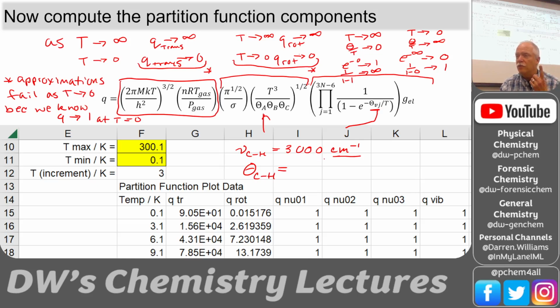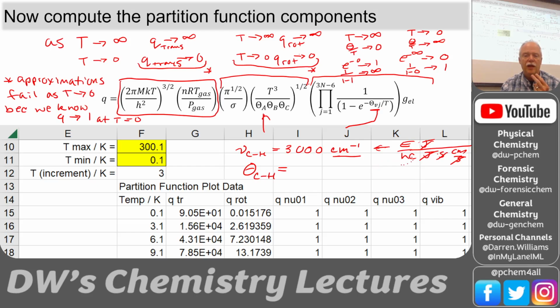Planks. We have a vote for Planks. Yeah, so we could do that. This already is E over HC. If this was joules, then this is joules times seconds times centimeters per second. So the seconds are gone, the joules are gone, and we end up with inverse centimeters.